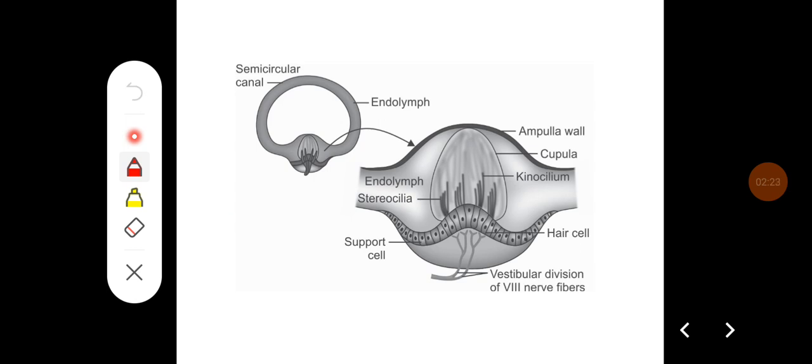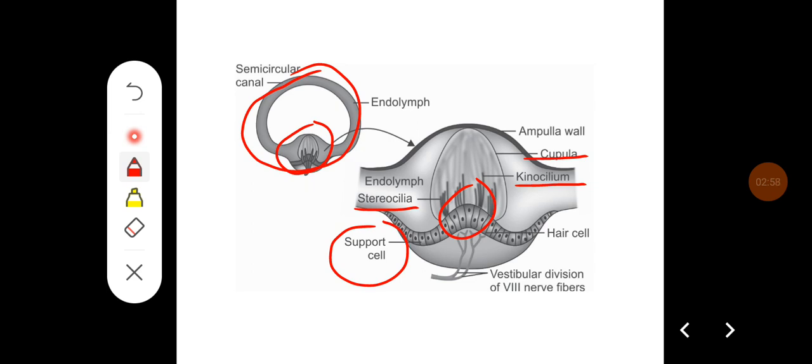So this diagram shows the crista, that is the receptors of semicircular canals. This is the diagram of transverse section of semicircular canals, and this is the crista. And in the crista, you can see the hair cells which are embedded in the cupula, and you can see the kinocilium and stereocilia, which are embedded in the cupula in the endolymph. And these are the supporting cells to the hair cells, and you can see the afferents which are arising through the vestibular division of eighth nerve.